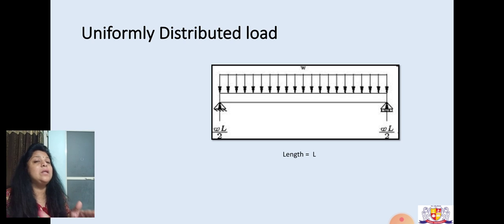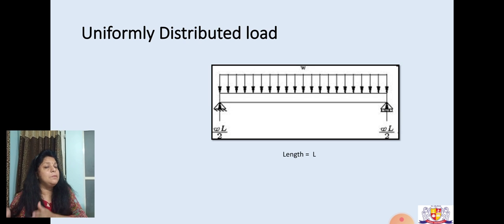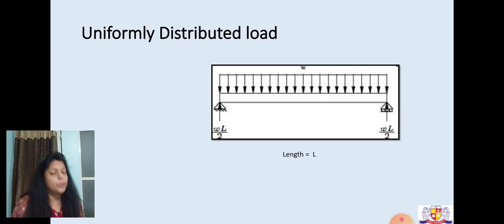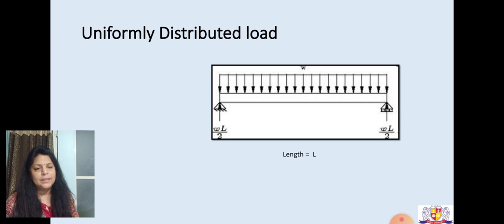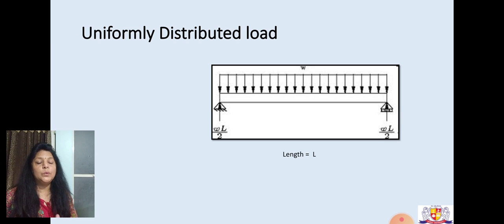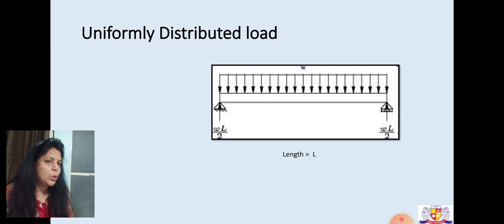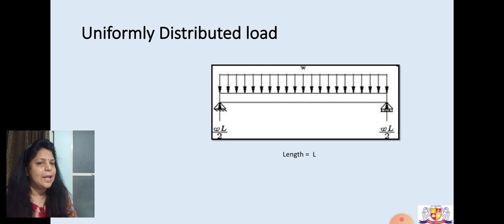So if I calculate the load per meter length, that means if I calculate the load at an interval of one meter, then how will the load come? It will be equal, it will be uniform. That means if the load per meter length is distributed equally and uniformly, then we call it a uniformly distributed load. It is always given in terms of intensity W kilonewton per meter. Why W kilonewton per meter? Because it is taken per meter length.